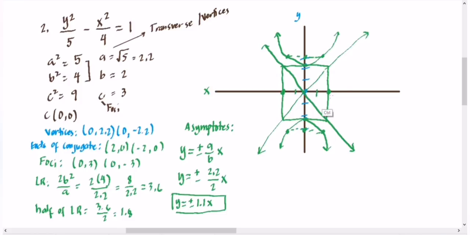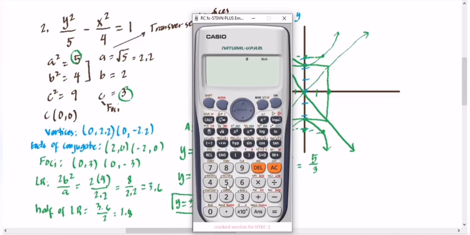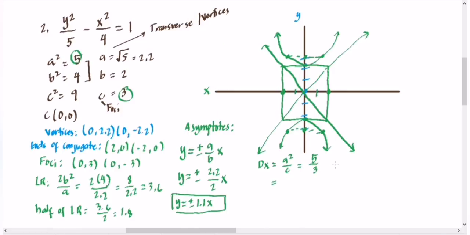Sunod natin gagawin ay yung directrix line. So, directrix line, meron tayong formula na a squared over c. So, ang a squared natin ay 5. This one. Then, yung c natin ay 3. So, 5 over 3. So, that is equal to 1.6. Automatically, lagyan natin ng plus minus yan. 1.6. Ngayon, ang gagamitin natin ay x ba or y.